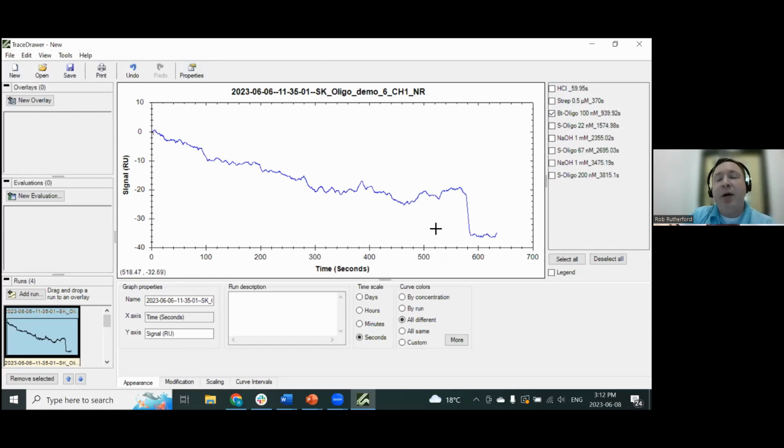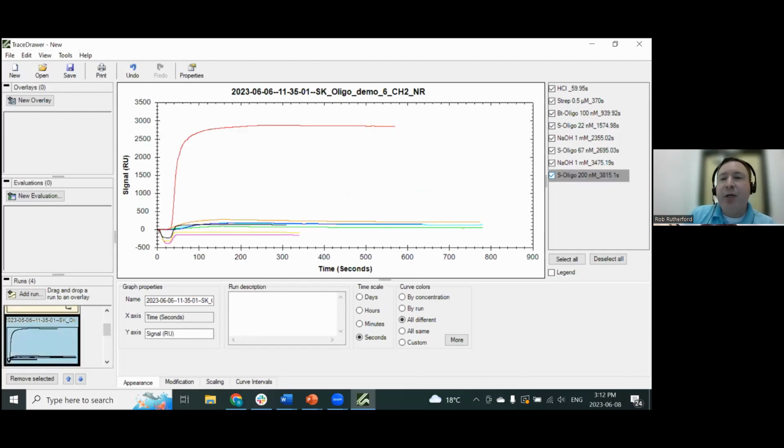And if you're panicking right now, I hope you're not, because we're in channel 1 right now. We shouldn't have any ligand immobilization here. And you can see we're staying around the 0 mark. We've got a little bit of drift, but that's completely normal. So we're not having any ligand actually immobilized in channel 1.